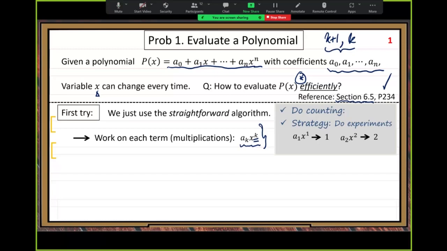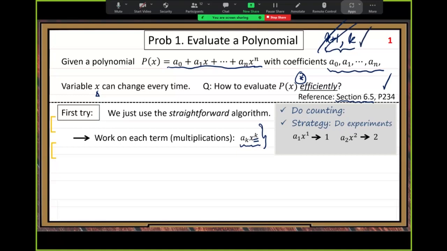K, that's correct. So definitely k plus 1 is not correct, right? Because when k equals 1, your k plus 1 is not correct. When k equals 2, your k plus 1 is also not correct. If one case is wrong, you can cross it out. So k is correct, although you can do more experiments.